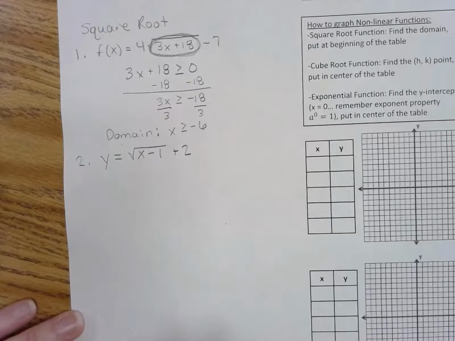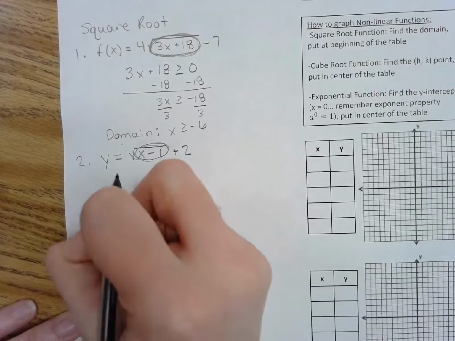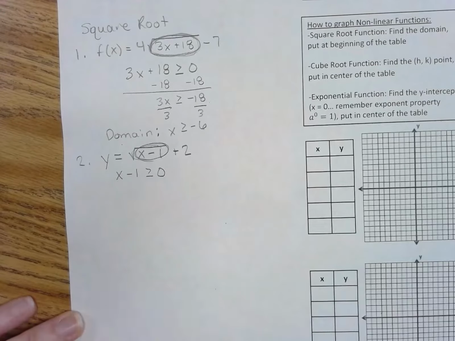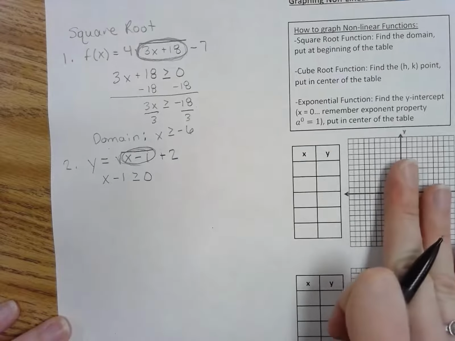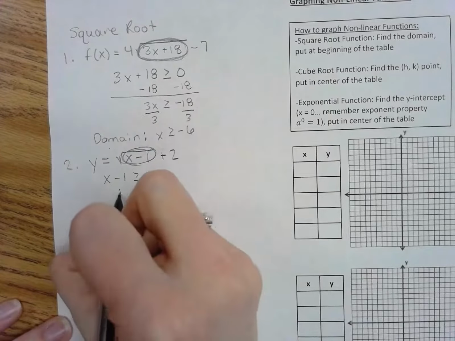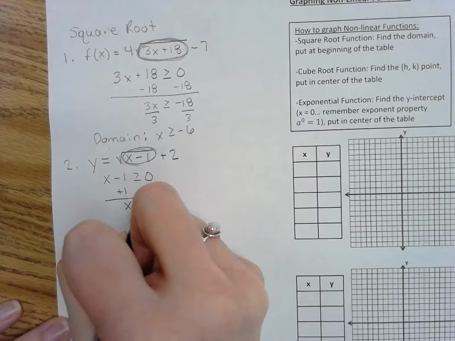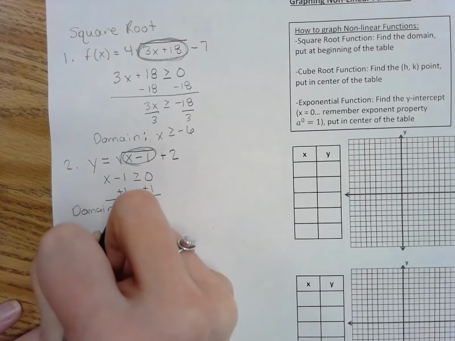So again, we need to find the domain, so restrict what's underneath the radical sign. X minus 1, restrict it to be greater than or equal to 0. If we had numbers less than 0, we would have imaginary solutions, and we can't graph that on the real coordinate plane. So add 1 to both sides. X is greater than or equal to 1, so that is the domain of our function.